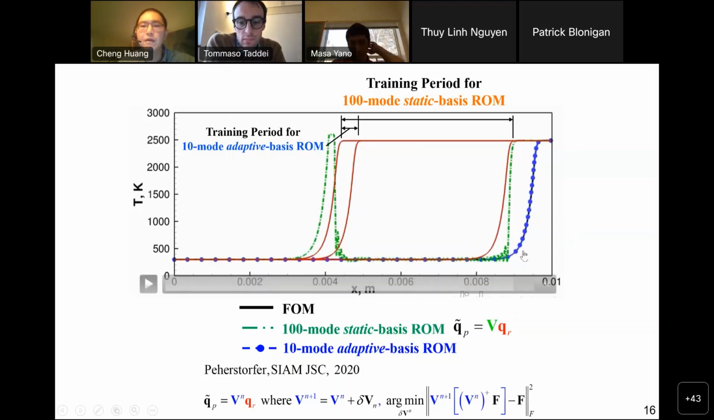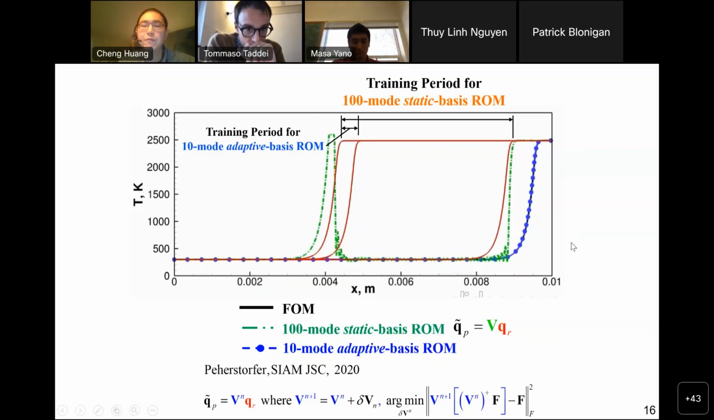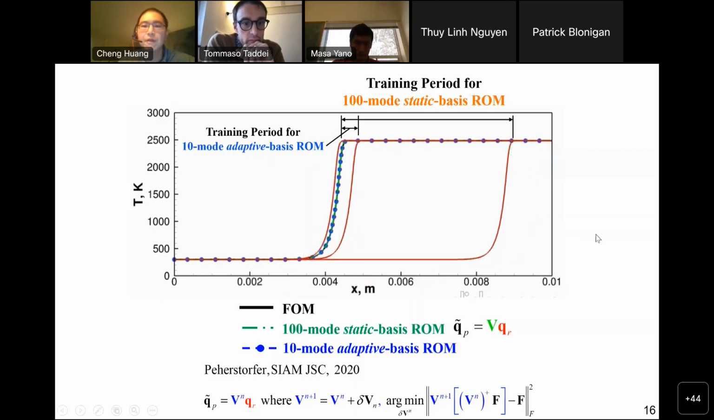In the metrics evaluation, I think I'm 100% with Matt. We do need to report both online and offline training costs just for a more comprehensive evaluation of the method. So I will talk about that a little bit.